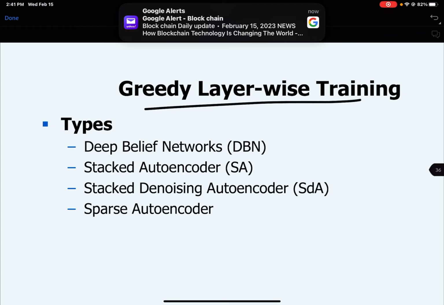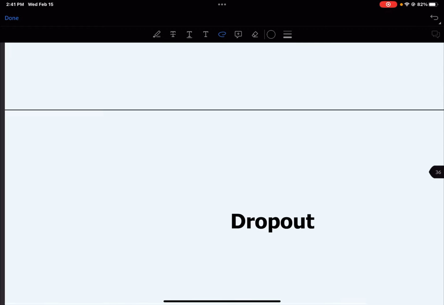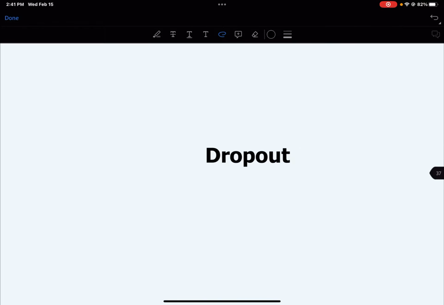Examples where you can use them are deep belief network, stacked autoencoder, stacked denoising autoencoder, and sparse autoencoders. So these are some of the techniques that can be employed. Next, we are going to study another technique to improve or optimize the deep network performance or training.